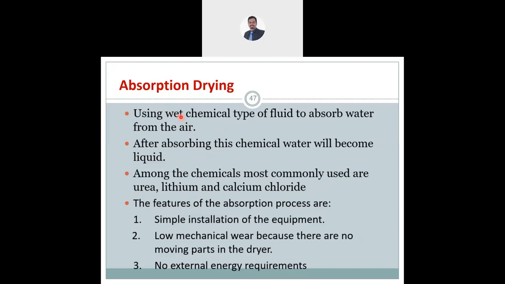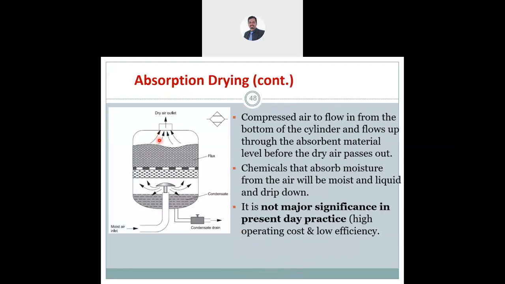Macam your apa? Sponge. Sponge dia absorb water kan, sama. So when it absorb, dia akan mengecil. Mengecil, then the chemical akan jadi water. So once the water vapor enters to it, so some of the advantage: simple installation of equipment, no mechanical wear because there is no moving part in the dryer, no extra energy. Some of the advantage. So, okay, you boleh tengok dekat sini.